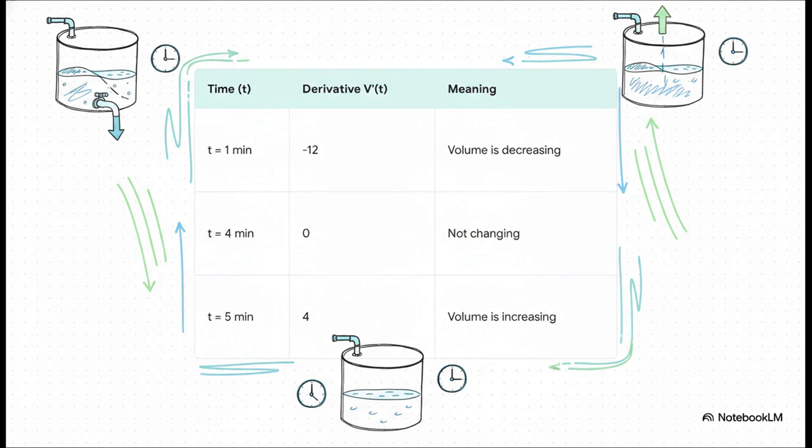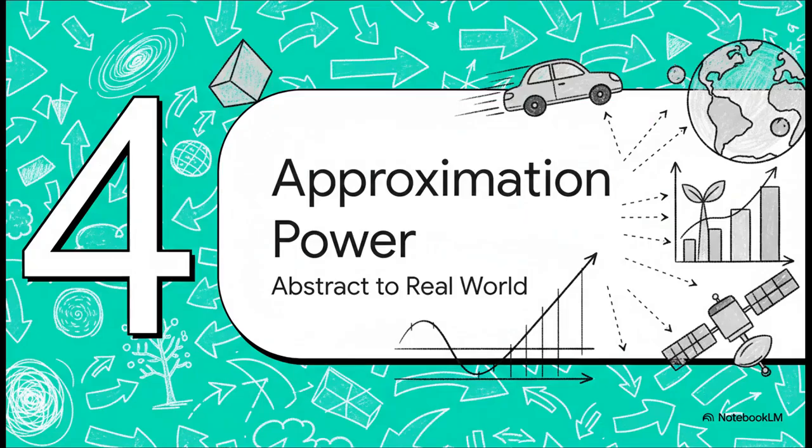But what about right at the 4-minute mark? The derivative is 0. What does that mean? Well, for that one single instant, the volume isn't changing at all. It's the moment the water level bottoms out and starts to rise again. All right, this is my favorite part. How does all this abstract stuff about infinitesimals actually do anything for us in the real world? Well, it turns out it gives us one of the most powerful tools in all of science and engineering, approximation.